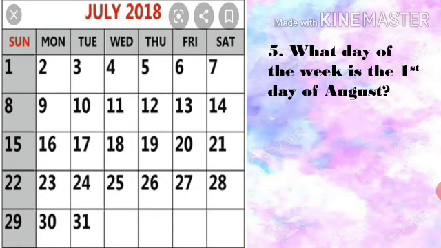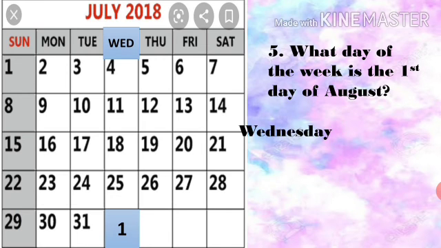Next, what day of the week is the first day of August? They are asking for August, but they have given the month July. So you have to look at the last day in July. After July, it will be the first day of August, right? So the last day of July falls on Tuesday. So the first day of August will be on Wednesday, right? So the first day of August is Wednesday.